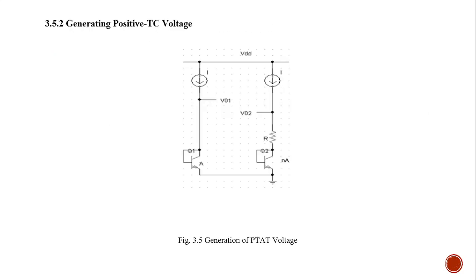And how can we also generate the positive DC voltage? If two bipolar transistors operate at unequal current densities, then the difference between their base-emitter voltages is directly proportional to the absolute temperature. For example, as shown in figure 3.5, if two identical transistors, IS1 equals IS2, are biased at collector currents of nI0 and I0, and their base currents are negligible.